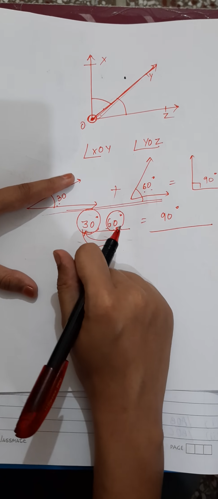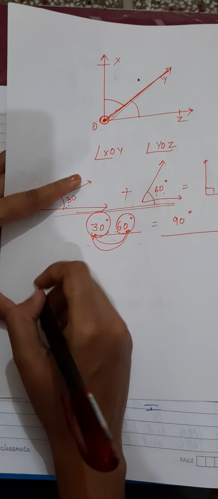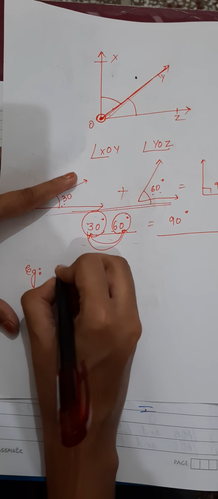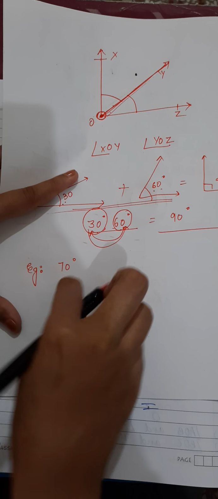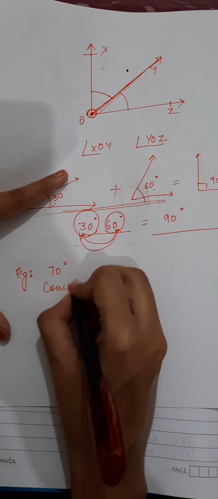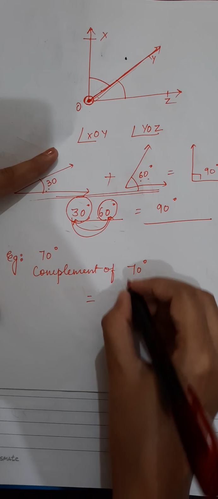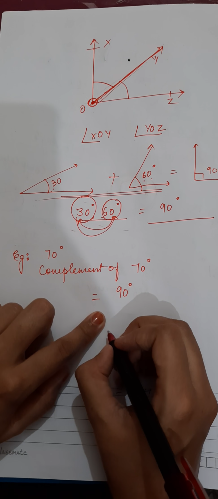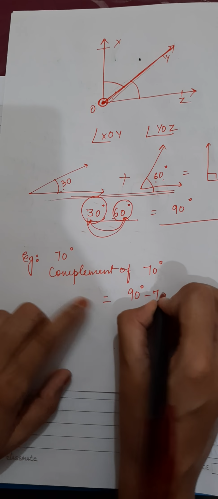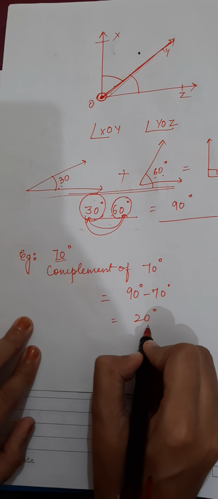How are you going to find the complements now? I have been given an angle, for example, this is 70 degrees. I have to tell the complement of this 70 degrees. How am I going to find it? I can find it by subtracting from 90. 90 minus 70 is going to give me 20. So the complement of 70 is 20.